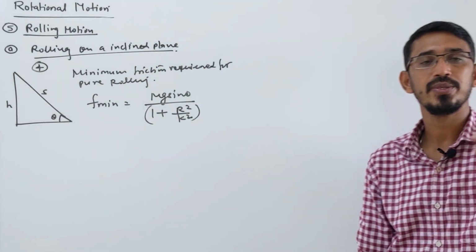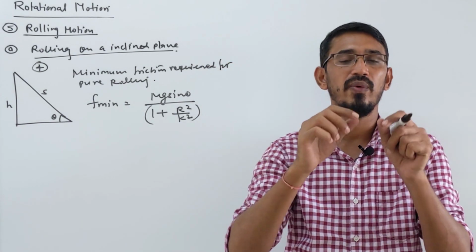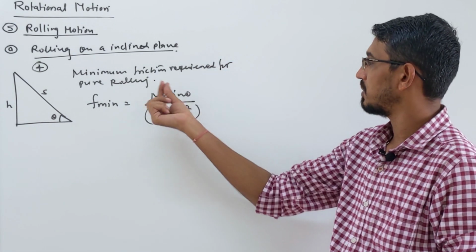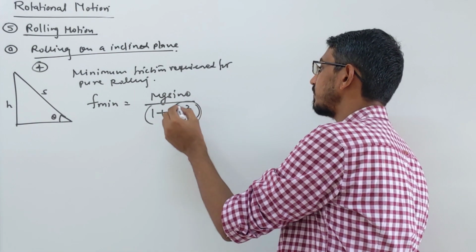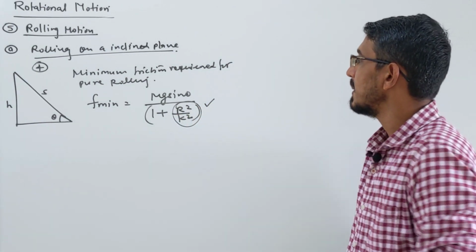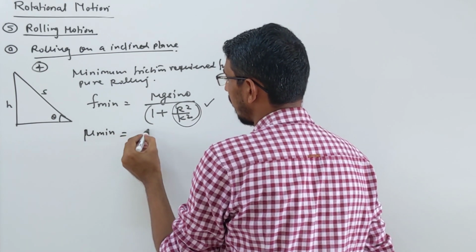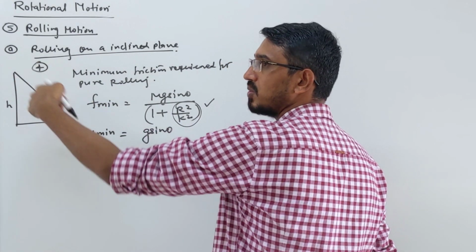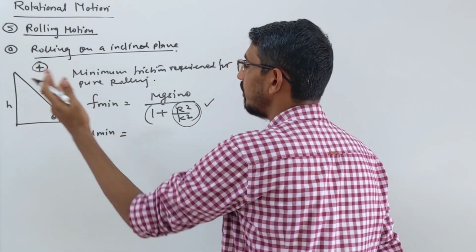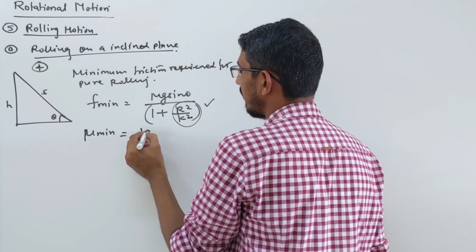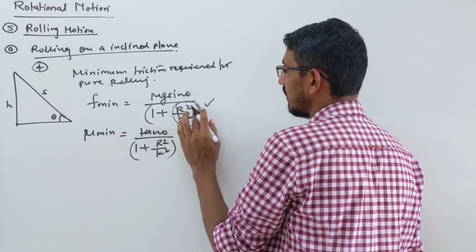Last time I wrote three formulas, velocity, acceleration and time, which came as something like root 2 gh by 1 plus k square by r square, but in this derivation it becomes 1 plus r square by k square. Please focus on this point, don't write it wrongly. In the same way they will ask the minimum coefficient of friction, mu minimum, which in the case of sliding is simply tan theta. Here it is tan theta upon 1 plus r square by k square. Please focus on this term.